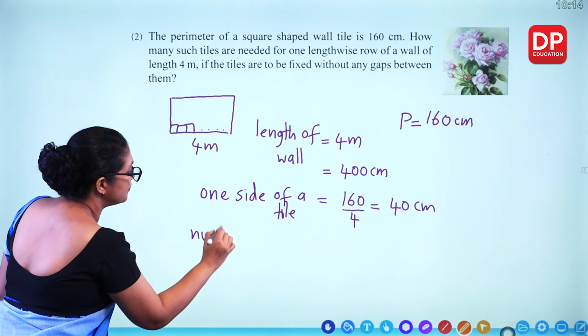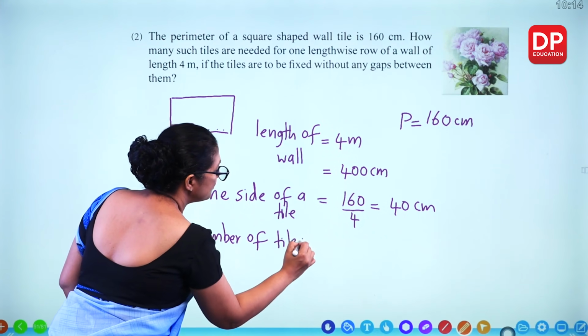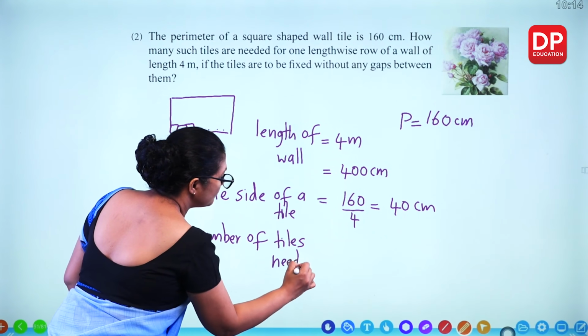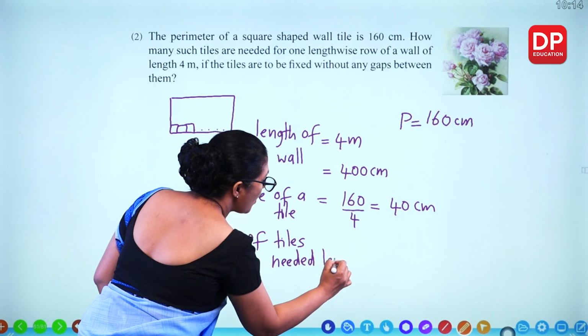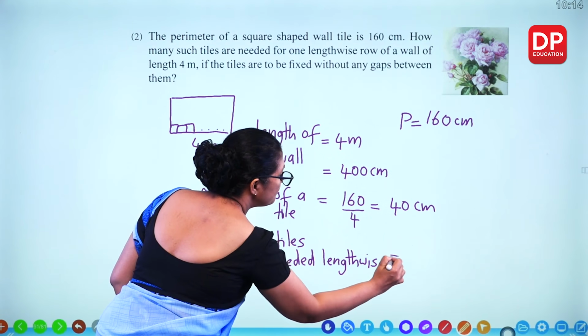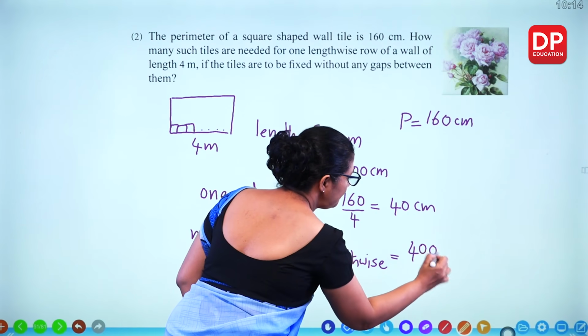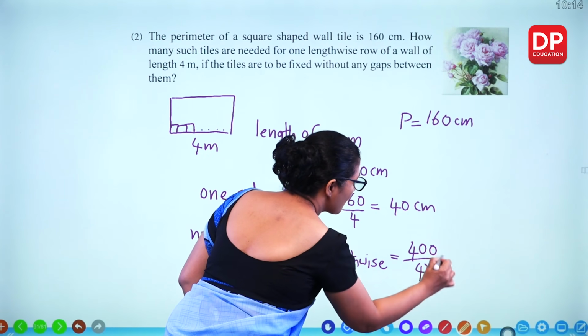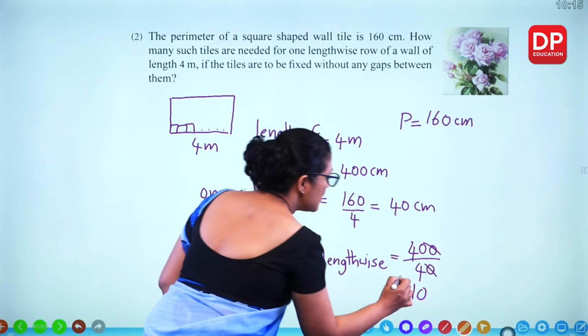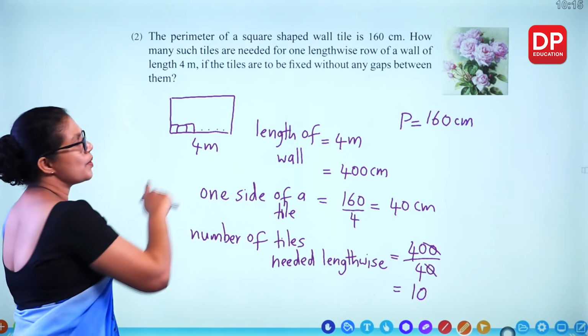Number of tiles needed lengthwise: 400 divided by 40. So you need 10 tiles this way.